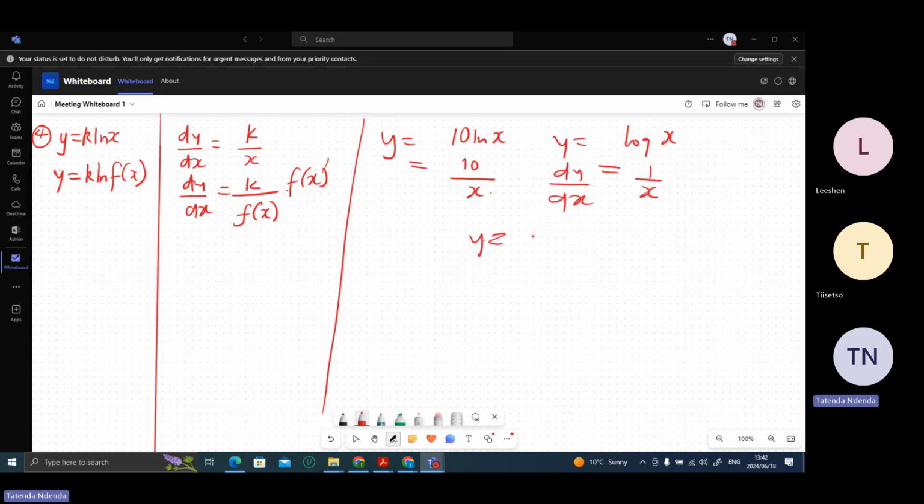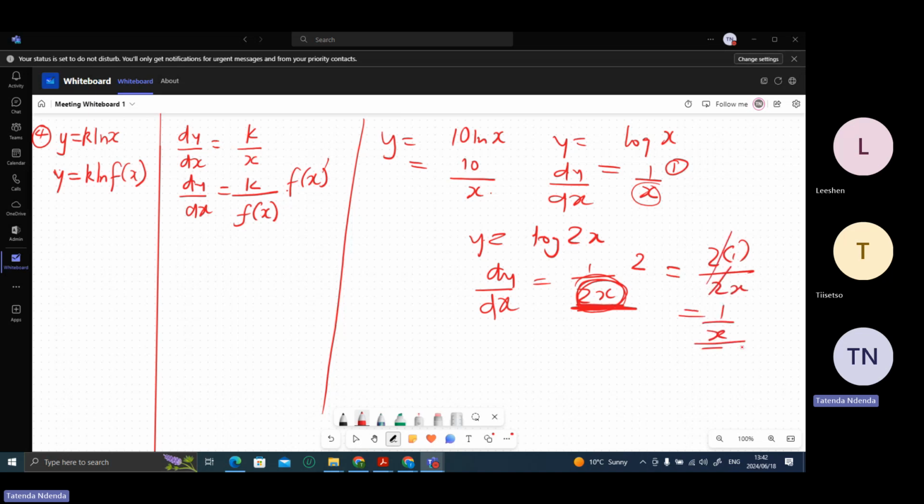For example now, y is equal to log 2x. dy over dx of this will be equal to 1 over 2x multiplied by the derivative of 2x, because we can see that at the bottom we have something that we can differentiate. Remember, if we differentiate x we get 1, so we are not multiplying by it. But now if we differentiate 2x, we get 2, meaning this is going to be 2 multiplying 1 over 2x. This cancels and we're left with 1 over x.